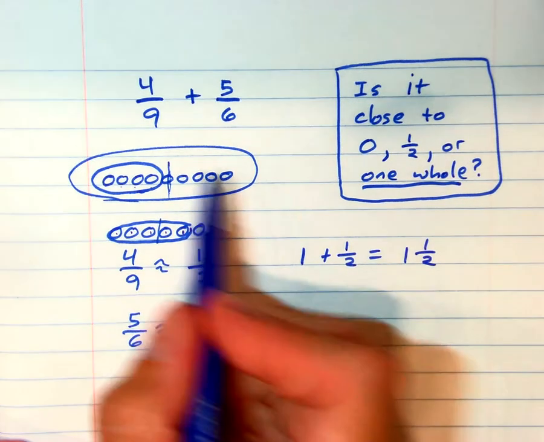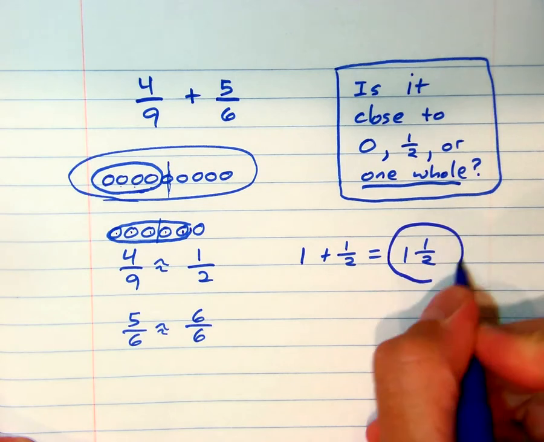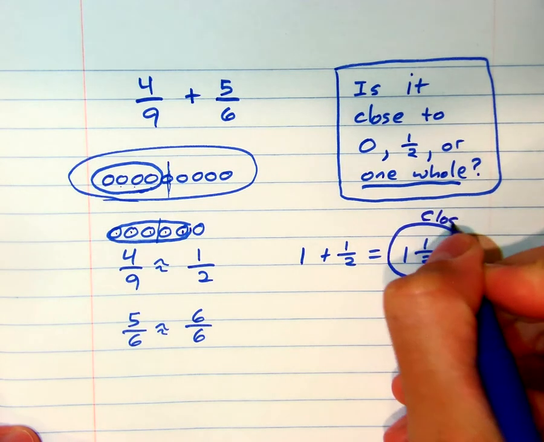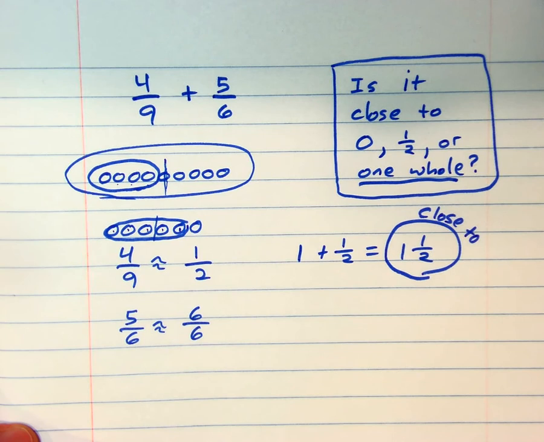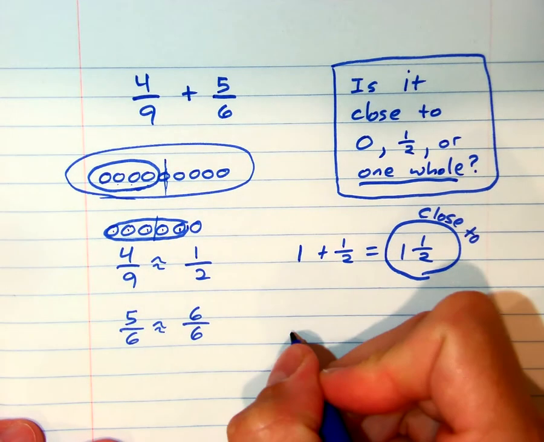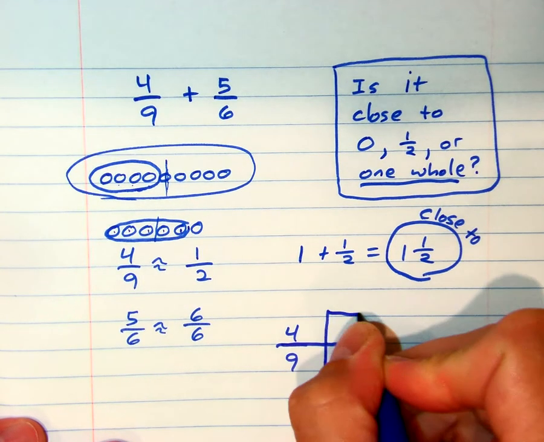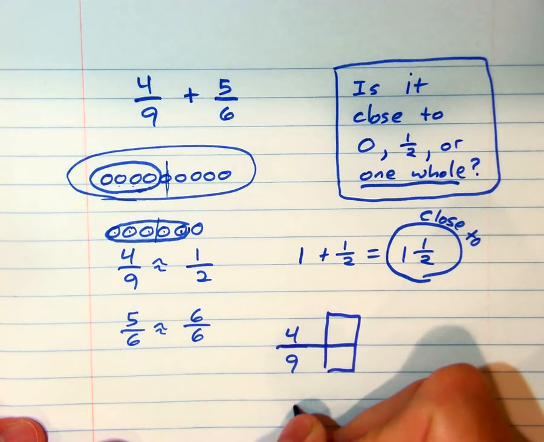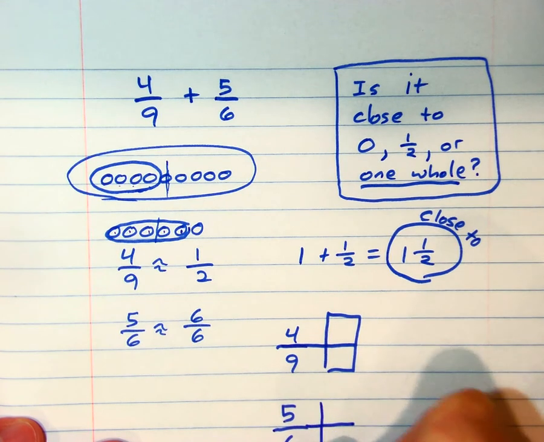So our answer here is going to be close to 1 1/2. All right? And if we wanted to, we could work this out. Let's do it the way that we do know how. 5/6. We're looking for a multiplier.